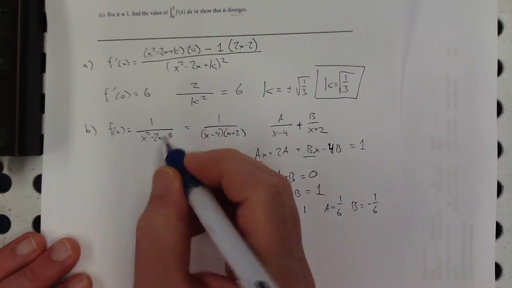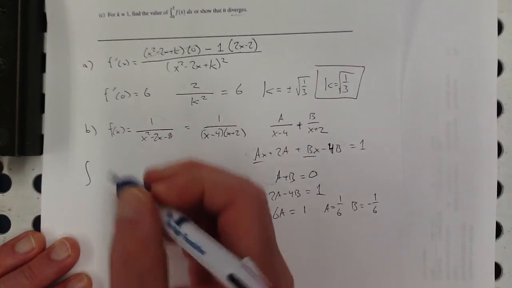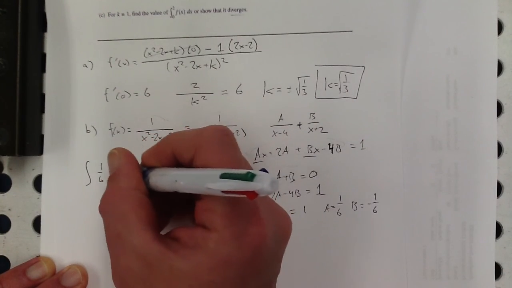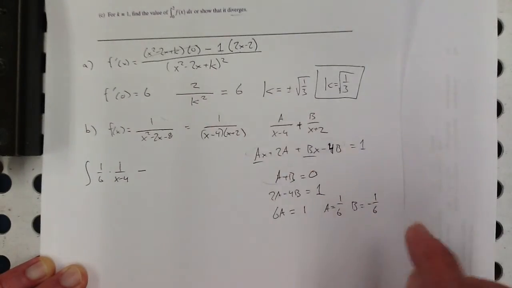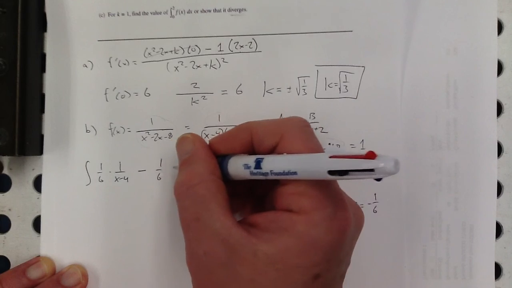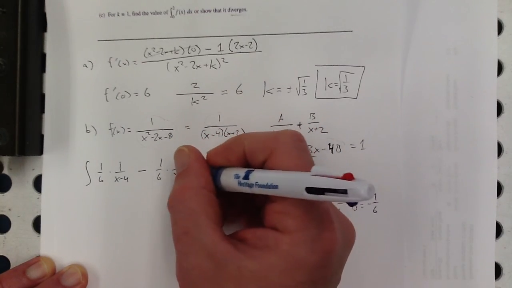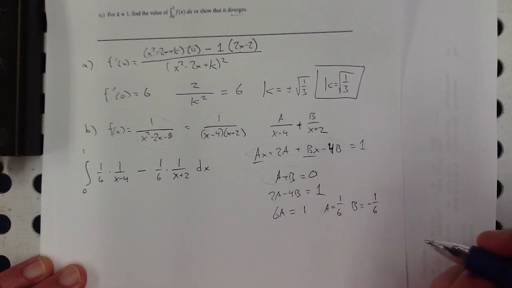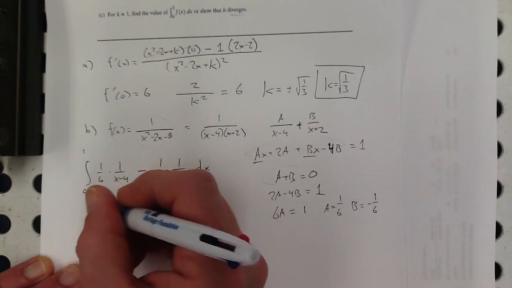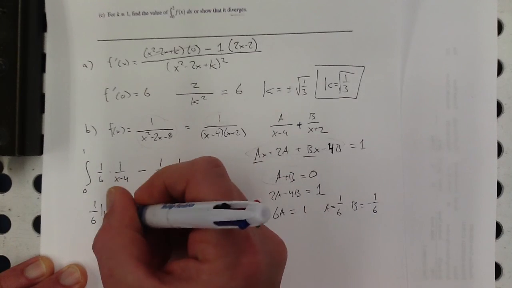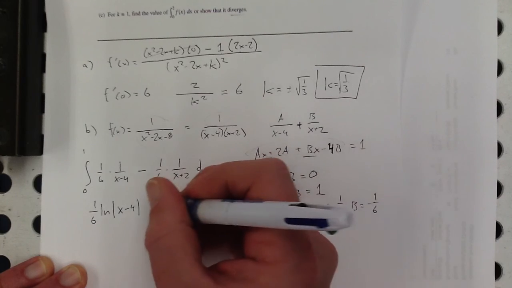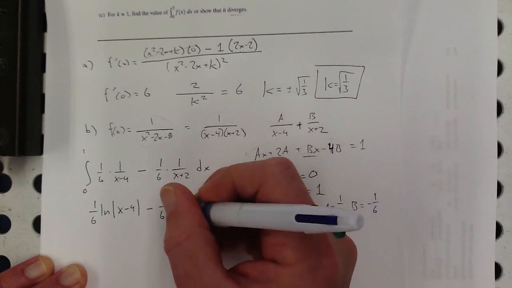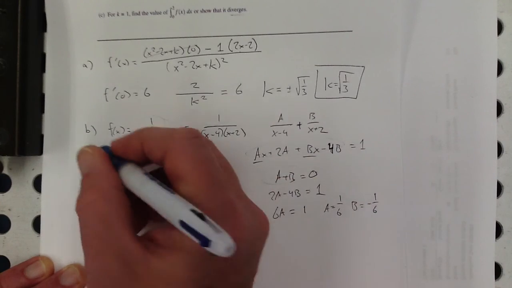Okay, so that means I can rewrite this. Instead of finding the integral of this version of it, I can find the integral of this version, where I have 1/6 times 1 over x minus 4 minus 1/6 times 1 over x plus 2. Sorry, I didn't write the integral yet. And I'm going to do that from 0 to 1. So the antiderivative here is 1/6 natural log absolute value x minus 4 minus 1/6 natural log absolute value x plus 2. Oh, I forgot the natural log there. And not plus c, because this is a definite integral.